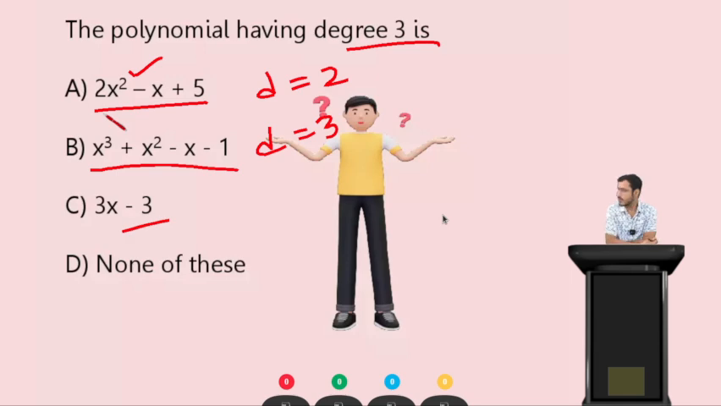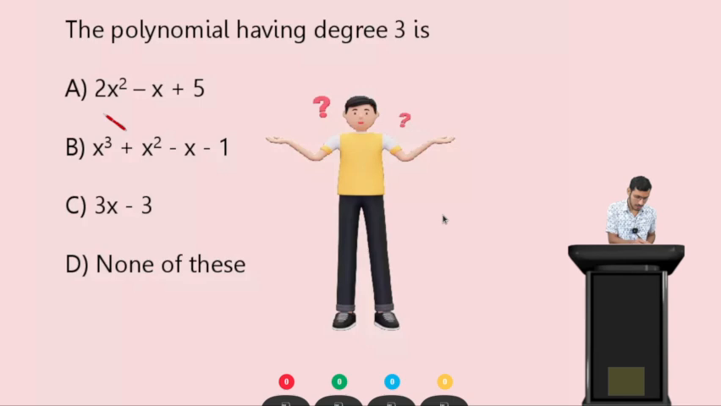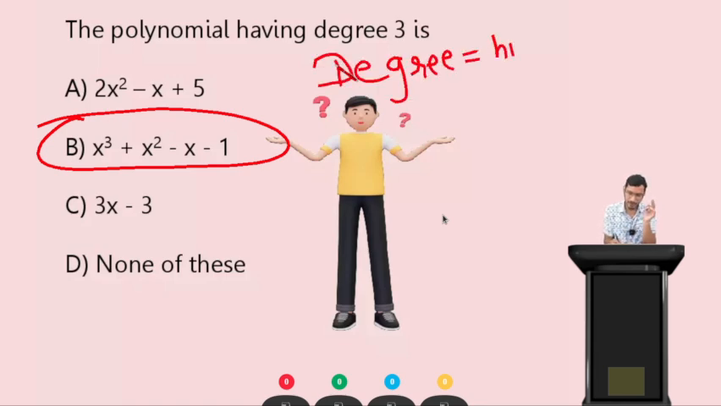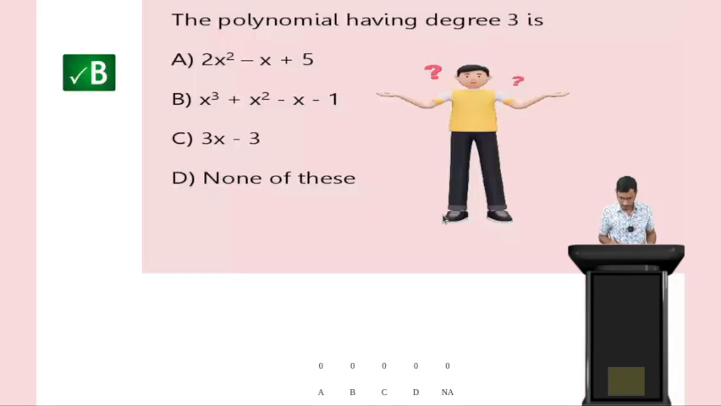Here you can see 3x minus 3, so the highest power of the variable x is 1. So the degree 3 polynomial is option B. x cube plus x square minus x minus 1 is a polynomial having degree 3. Remember always, students, degree means the highest power of the variable in the polynomial. Very good. Now let's move to the next part.